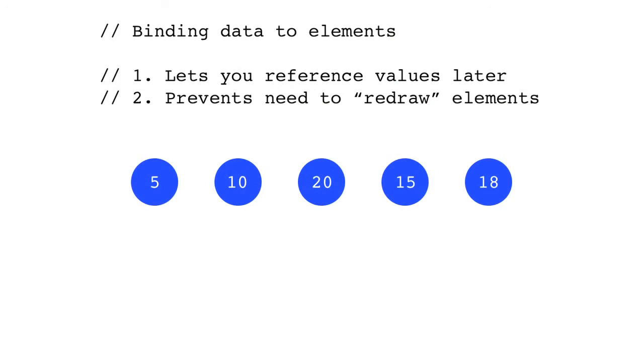So what's useful about this binding of data to elements? Well, it lets you reference the values later, like I was saying, without having to constantly go back to the original data set. And it prevents this need to redraw elements. I've also done a lot of work with Processing. If you've ever used Processing or a similar language, you know that basically you have this canvas and you have to, every frame, recalculate all of your objects and redraw them in new positions, new sizes, new colors, whatever it is you're trying to do.